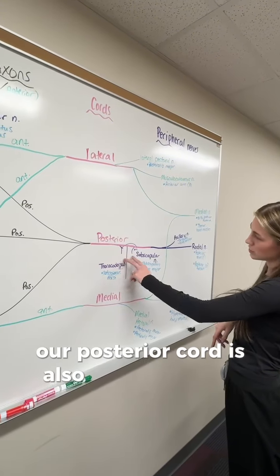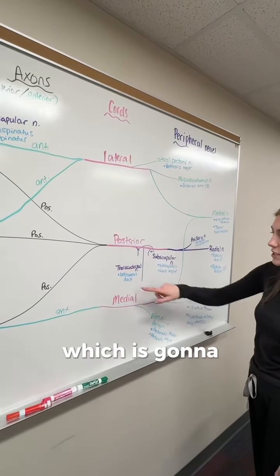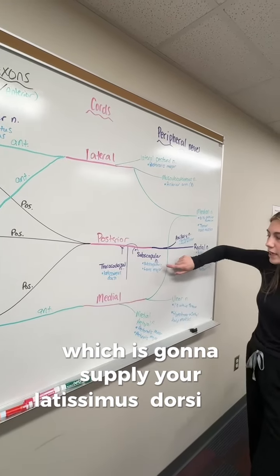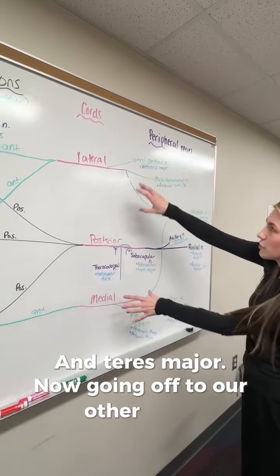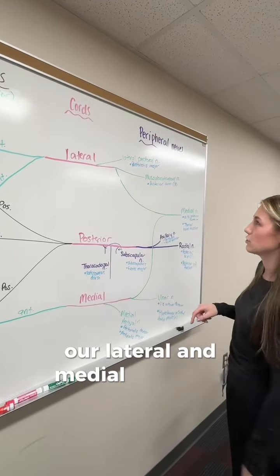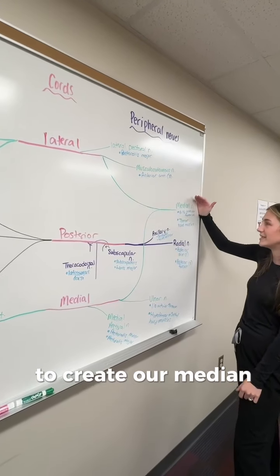Our posterior cord is also going to give off our subscapular nerves and thoracodorsal nerve, which is going to supply your latissimus dorsi and your subscapularis and teres major. Now going off to our other cords, our lateral and medial cords are each going to give off one branch to create our median nerve.